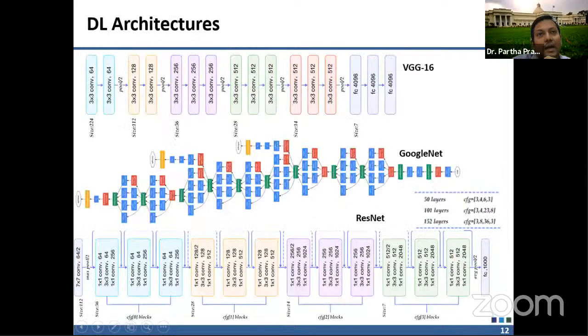Many architectures are available at present. You will have VGG16, GoogLeNet, ResNet, and many others, which are nothing but different permutation combinations of convolution, max pooling, and activation functions. VGG16 has a total of 16 layers with these convolutions, max pooling, and so on, and then at the end you classify. GoogLeNet is also similar. You will have an image, and then you apply these convolutions in different layers, sometimes 3x3, sometimes 5x5.